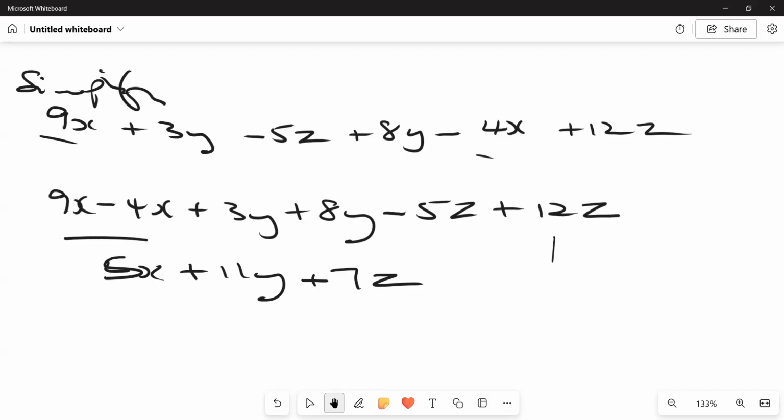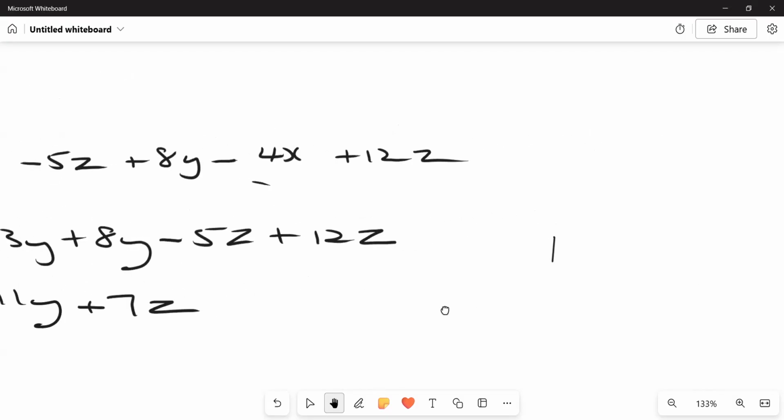Good. So now that we have dealt with addition and subtraction, let's deal with multiplication and division.